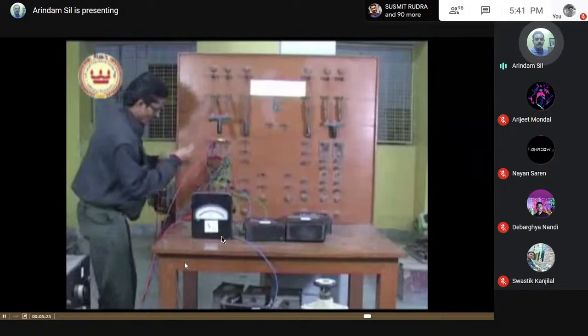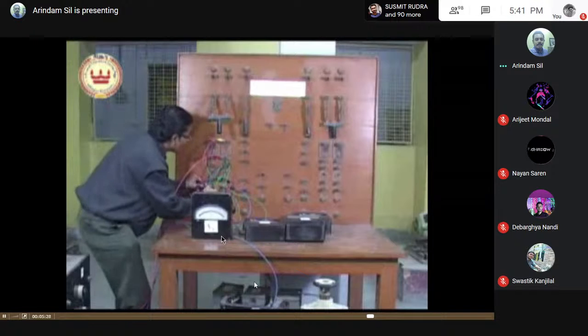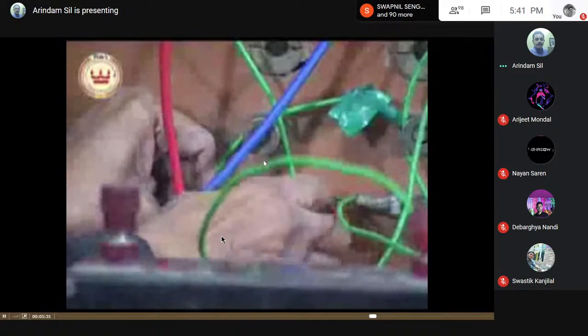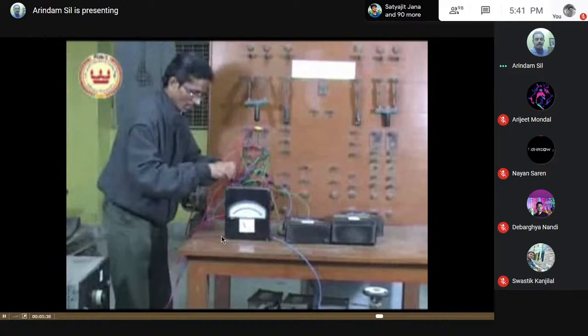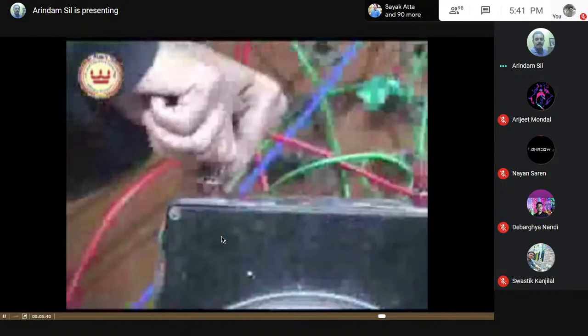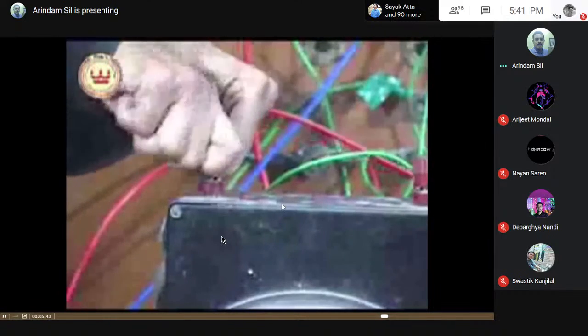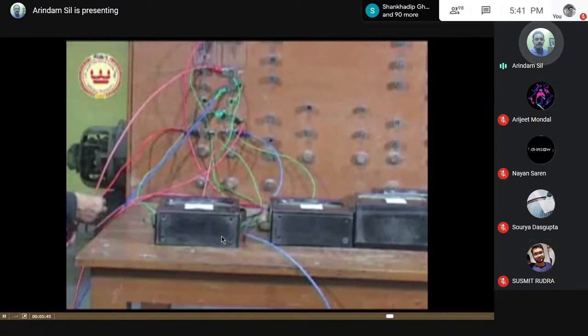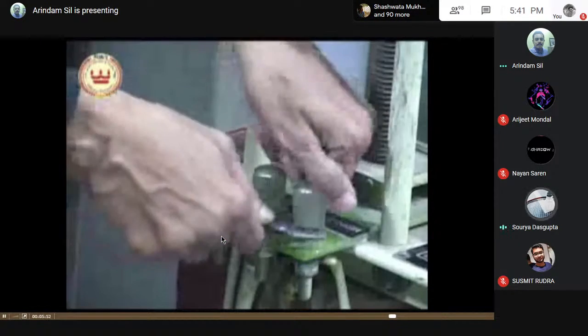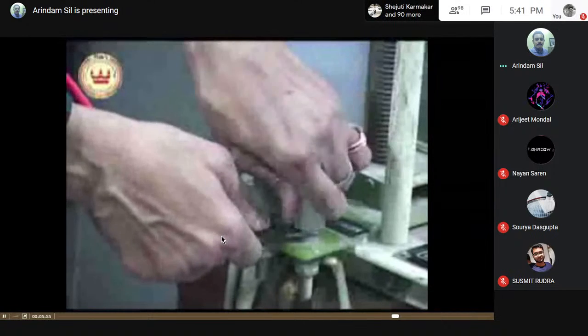Can you see this? It is connected to the inductor now. Am I audible? Yes, sir. So you are observing what is going on? Yes, sir. See, now it is being connected to the inductor.